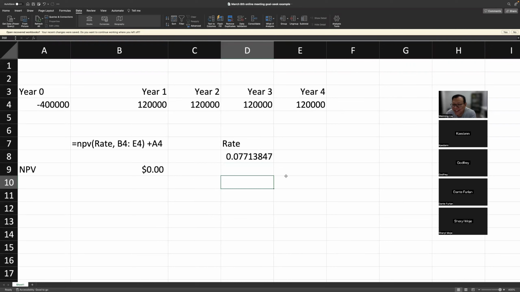Thank you, Kaden. Have you ever used this one before? Yes, but I prefer calculator. Yes. Yeah, I totally understand.